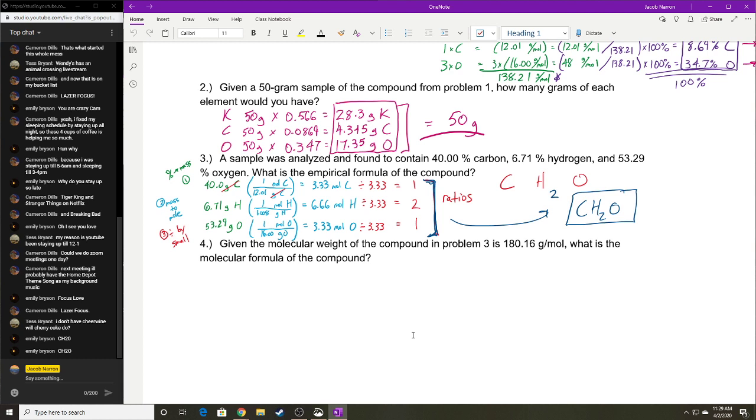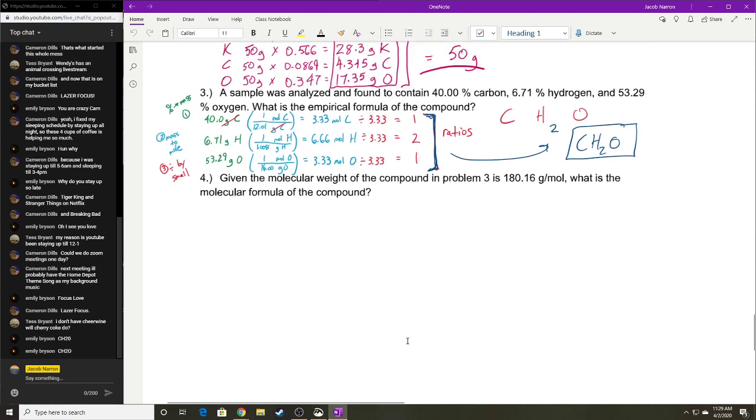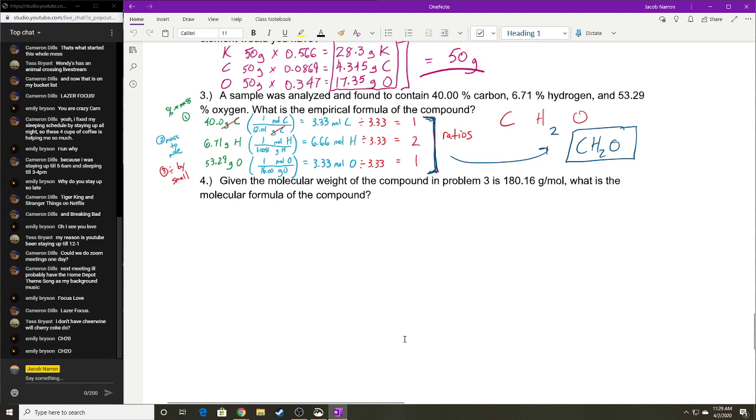Problem number 4. Given the molecular weight of the compound in problem 3 is 180.16 grams per mole, what is the molecular formula of the compound? First thing that we're going to do, and I've already talked about it earlier today, but there is a formula for this. You're always going to do your experimental molar weight divided by your empirical molar weight. That's always the formula that you're going to use.